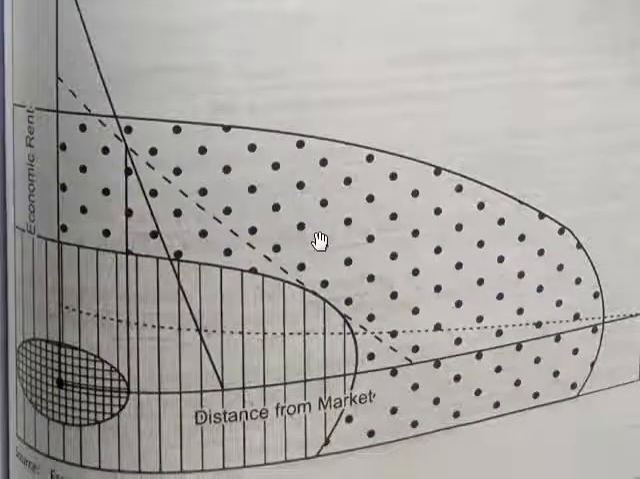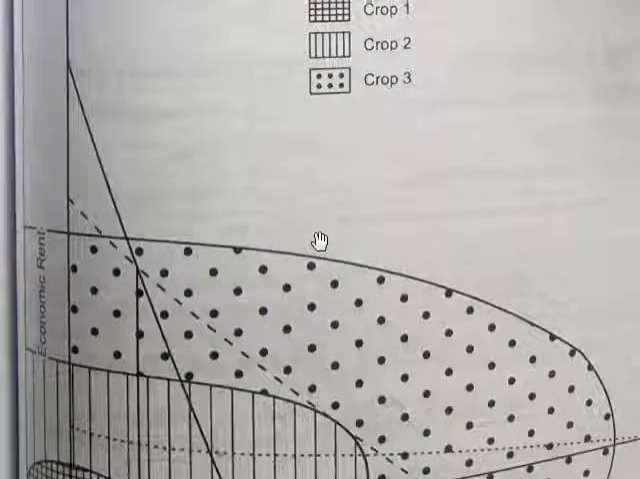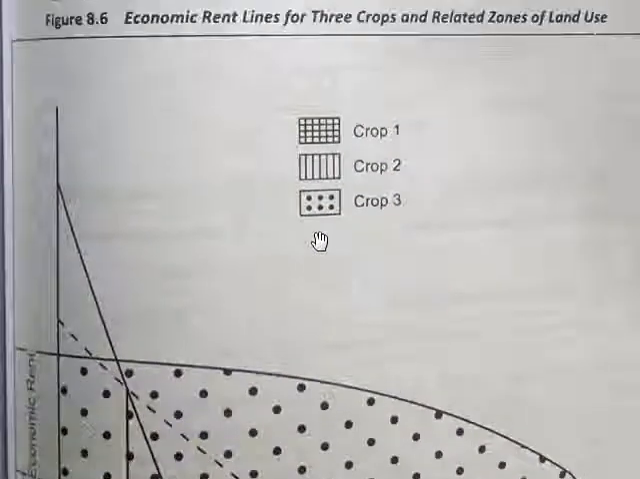So here you can see economic rent from the central market to the peripheral region. In the central market you can see the curve, and then here you can see crop 2 and crop 3. Crop 3 is mainly cherry. So here you can see the whole diagram. This figure is named economic rent lines for 3 crops related to zones of land use.